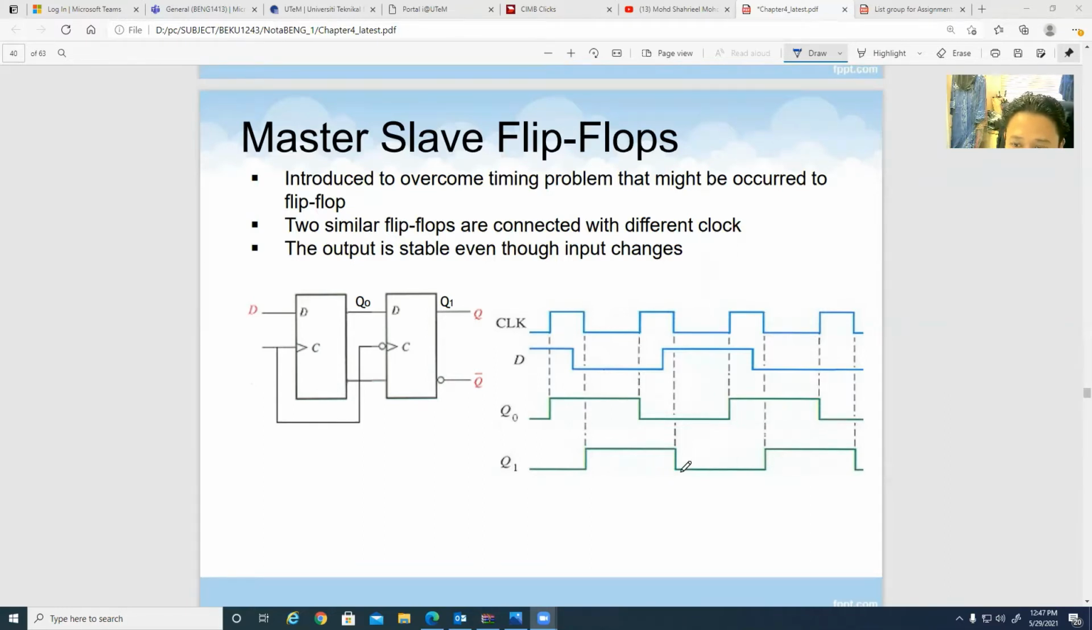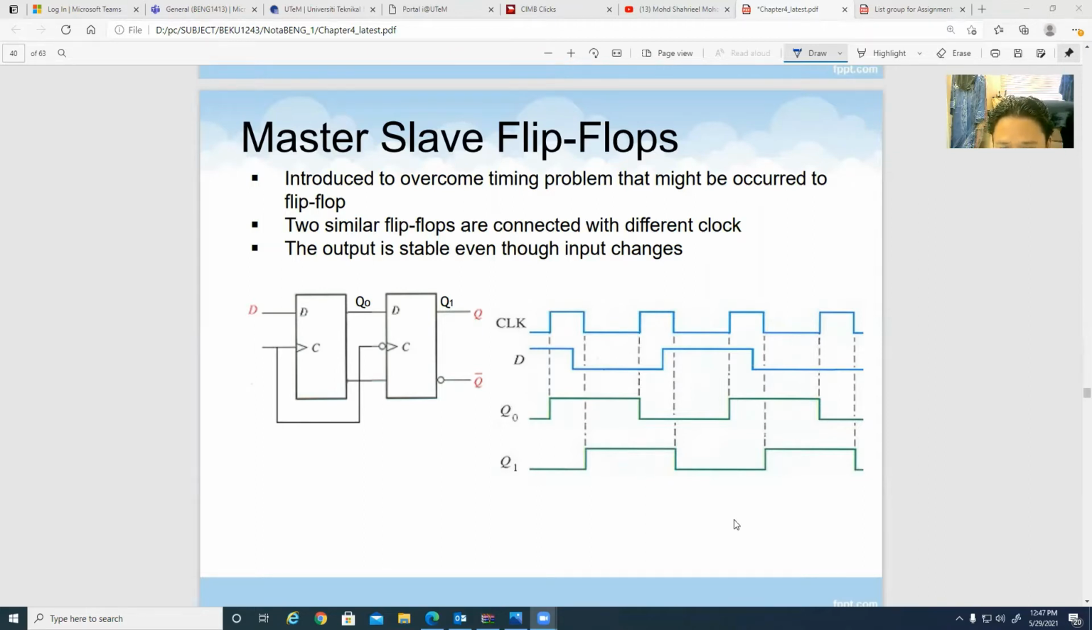As you can see in the slide, this is what we call the master-slave. For example, we use D flip-flops. We have one we call the master, and another one we call the slave. The master-slave flip-flop was introduced to overcome timing problems that might occur in flip-flops. That means we have two similar flip-flops, as you can see in this figure. For example, two D flip-flops. D stands for data, or sometimes we call it delay flip-flops, connected with different clocks.